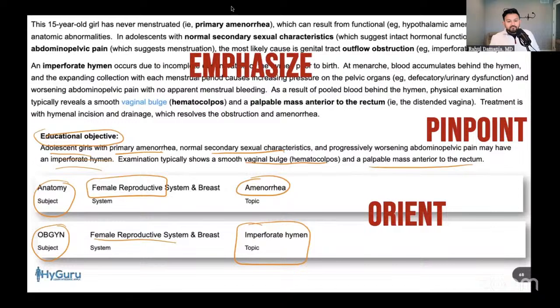Then you will emphasize the bold words. The bold words here: primary amenorrhea, normal secondary sex characteristics, cyclical abdominal pelvic pain, outflow obstruction, imperforate hymen, hematocolpos, palpable mass anterior to the rectum. So these are all going to be the bold words that you're going to emphasize.